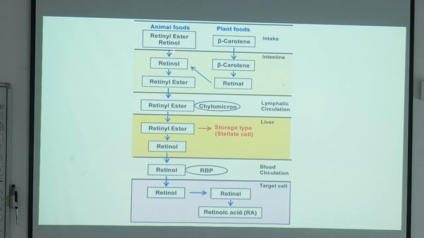This is animal foods, and animal food contains retinol and retinyl ester, and they are converted to retinol. Again in the intestine they form the retinyl ester. Retinyl ester is carried by the chylomicron, stored in the liver in the stellate cells, and when it is required, it is released from the liver as retinol, and retinol binds with retinol binding protein that circulates in the blood. In the target cell of tissue, retinol is converted to retinal and retinoic acid.